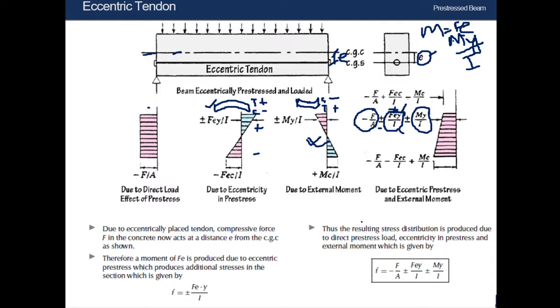and our total formula will be this one, minus F by A plus minus Fey over I plus minus My over I. Okay, here M is the moment. As this My over I is the portion that has arisen from the external loading, this M will be the moment created due to external loading, and this F is the compressive force that is applied through the tendons, e is the eccentricity, y is the distance from the center to the topmost fiber or bottommost fiber, whichever we will be considering to calculate the stresses, and I is the moment of inertia, and A is the cross-sectional area, that means area of this cross section.